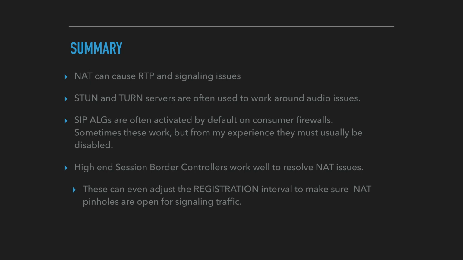To summarize, NAT can cause RTP and signaling issues. STUN and TURN are servers used to work around audio issues and signaling issues as well. SIP ALGs are often activated by default on consumer firewalls. Sometimes they work, but from my experience, you usually have to just turn them off. High-end SBCs work amazingly well to resolve NAT issues. They can even adjust the registration interval to make sure NAT pinholes are open for signaling traffic.